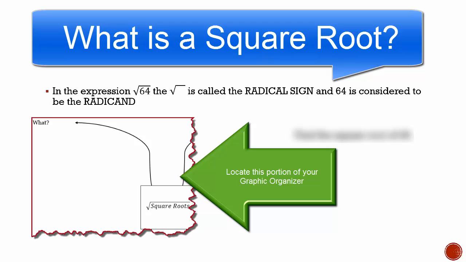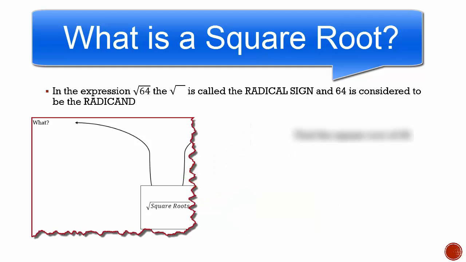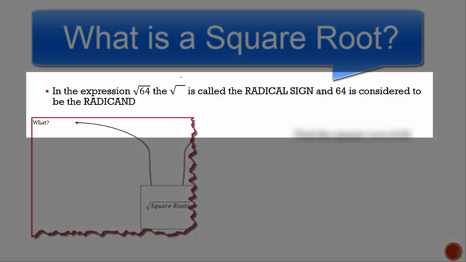First, let's talk about what is a square root. What does it look like? And how do we find the square root? So in the expression, the square root of 64, this symbol here, the little crazy looking division sign, is called the radical sign. And 64, the number under the radical sign, is called the radicand.